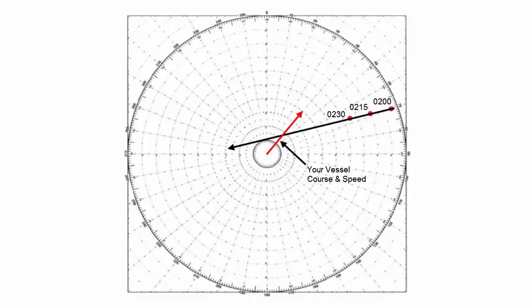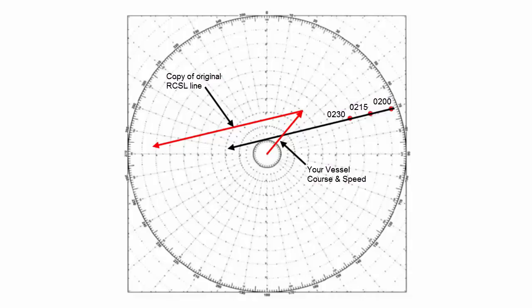Draw a copy of the relative course and speed line, RCSL, previously determined to pass through the arrow tip of your vessel's course and speed vector. You and the other vessel are closing at 6.0 knots based on the speed of relative motion, SRM, previously determined. So you need to measure the length of this copy of the RCSL line to represent 6 knots.